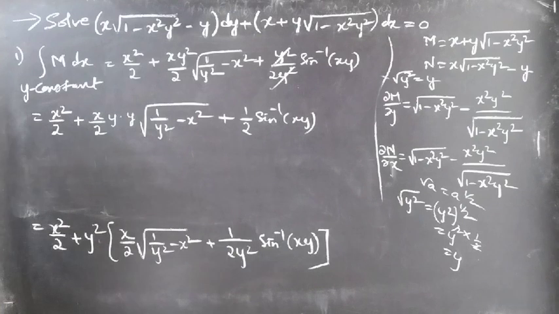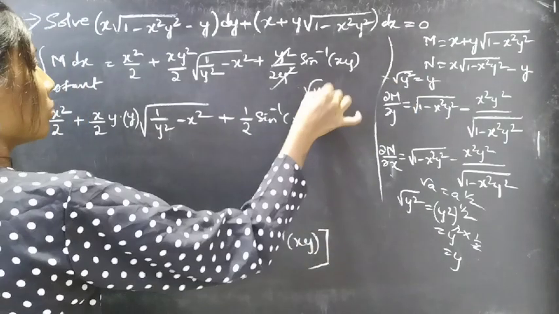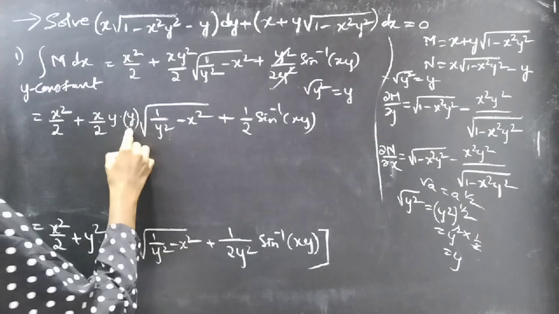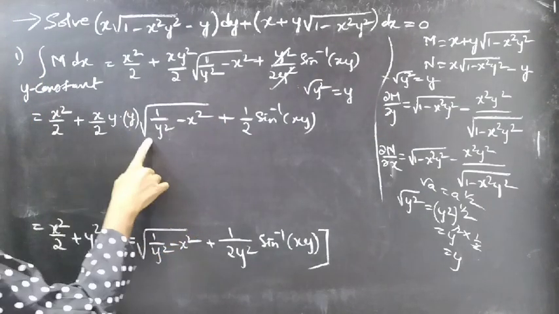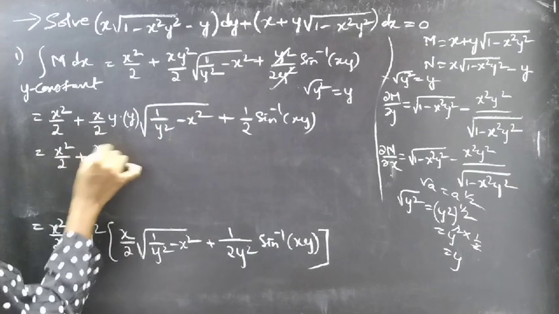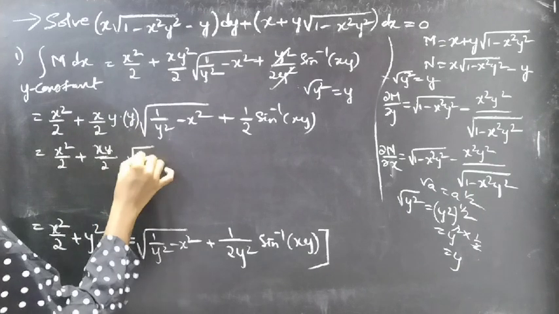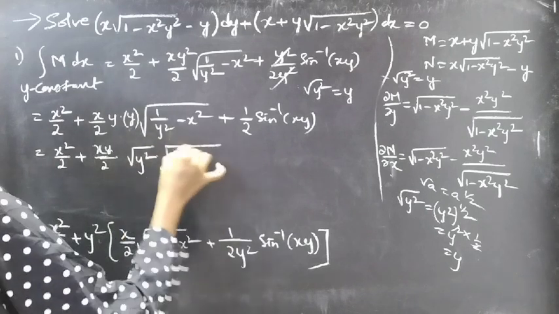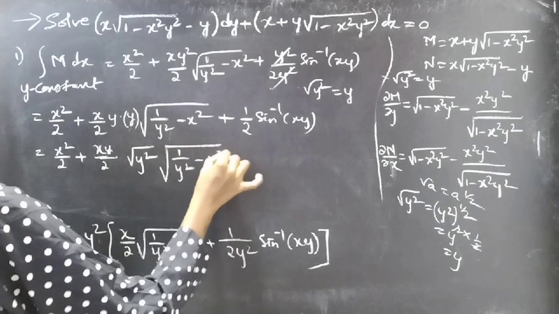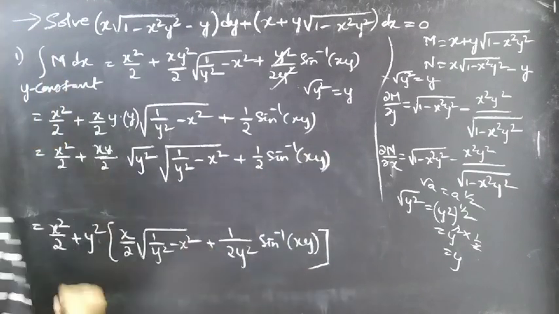So I am going to take y² inside the square root simply by replacing y by √(y²). Since we know that the square root of y² is y, we can replace y with √(y²), so that we can take y² inside the square root. This is equal to x²/2 + xy/2 into, I'll replace this y by √(y²) into √(1 − y²) − x² + 1/2 sin⁻¹(xy), right?